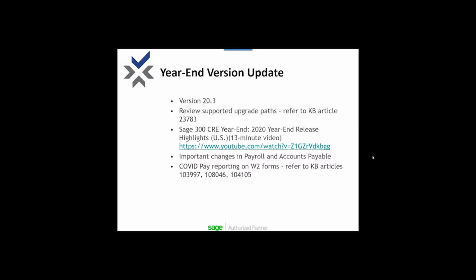The supported upgrade paths, that means what version are you on now and can you upgrade directly to version 20.3? You must be on version 18 something, so 18.1, 18.3, 18.4. You can upgrade directly to version 20.3, and if you're on a version prior to that, you will probably need to upgrade first to version 18 before upgrading to version 20.